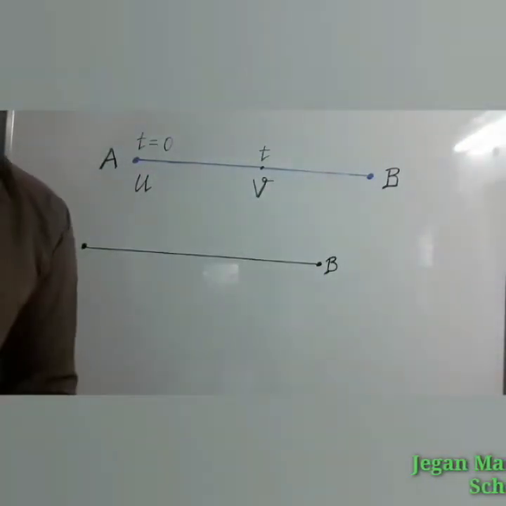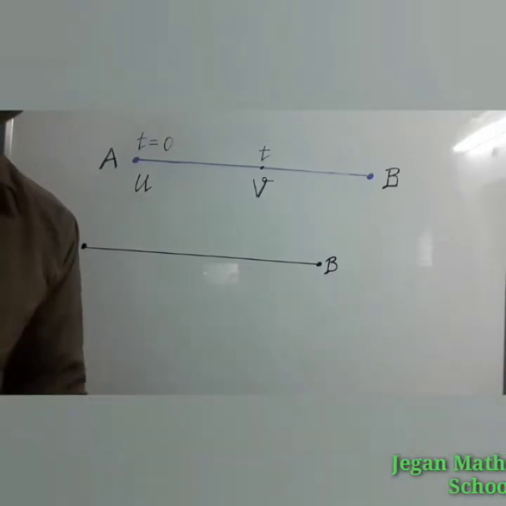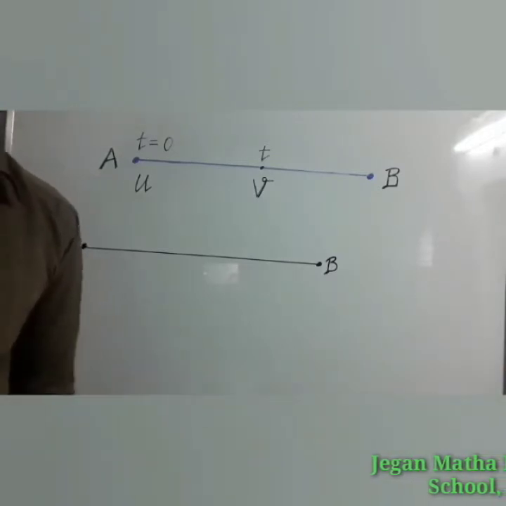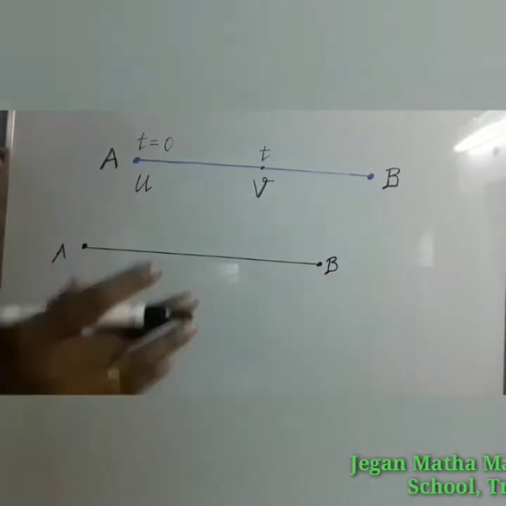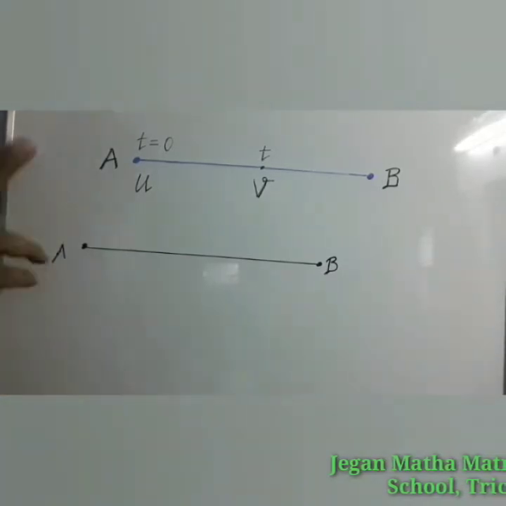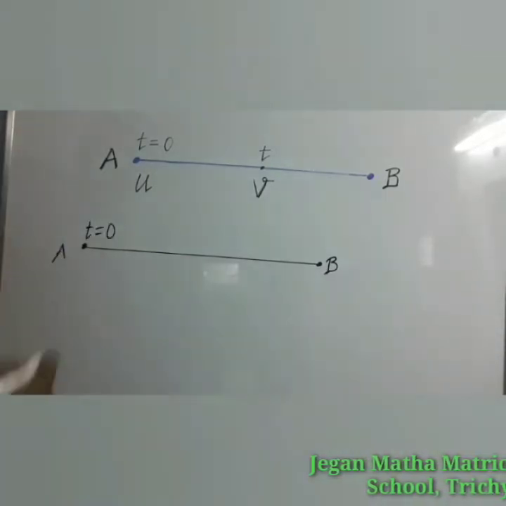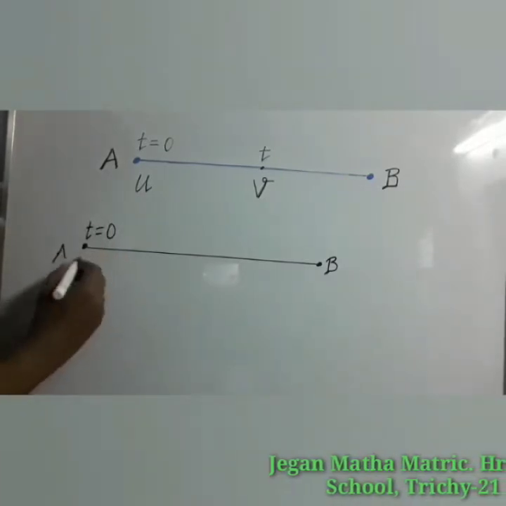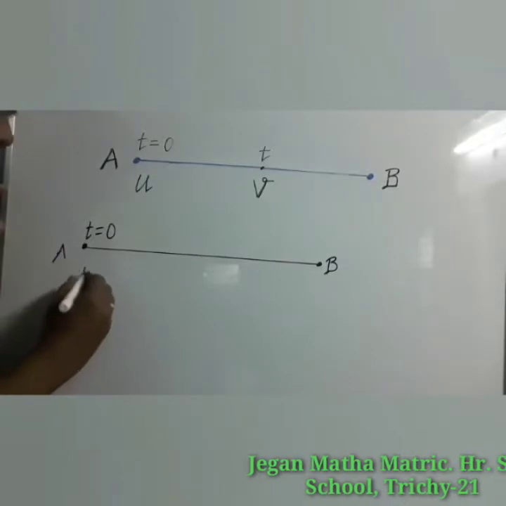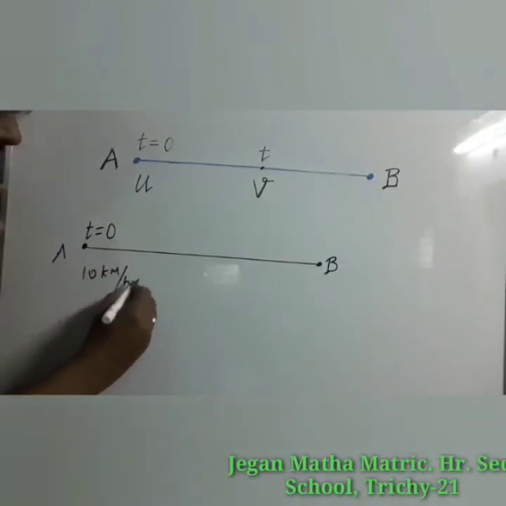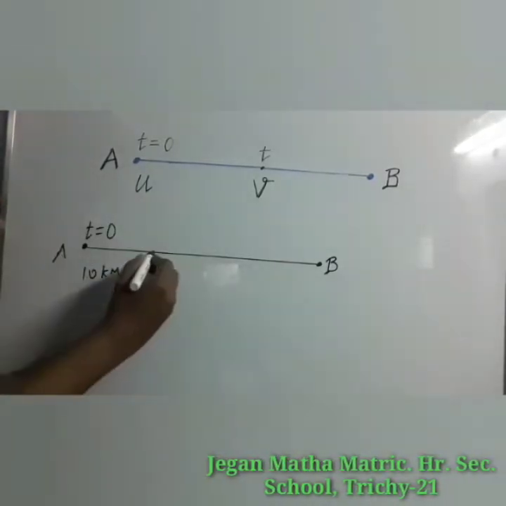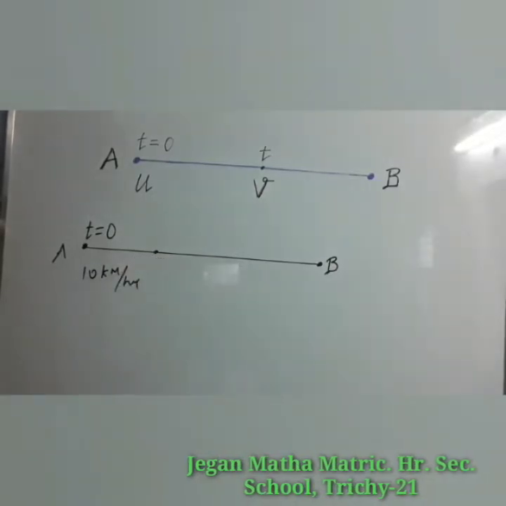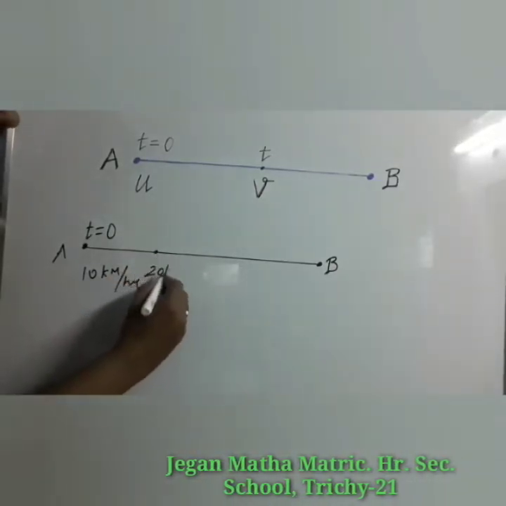In accelerated motion, two types are there. One is uniformly accelerated motion and the other is non-uniformly accelerated motion. To understand the types, let us discuss two examples. Here in this case, at time t equal to 0, the velocity of the object is 10 km per hour. After 5 seconds, that object may reach this position. Now its velocity is 20 km per hour.